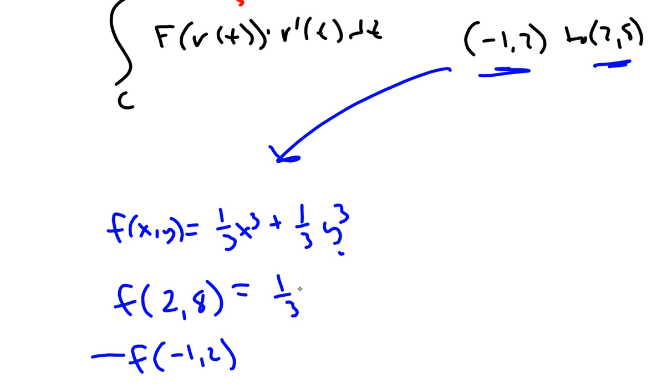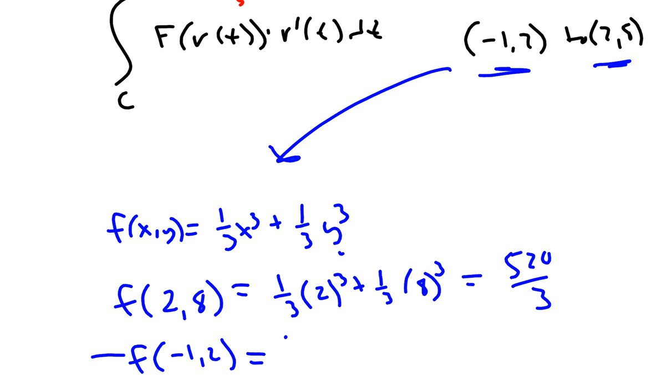1/3 of 2 cubed plus 1/3 of 8 cubed. So I can tell you if you do that, let's see, 8 cubed plus 2 cubed and then divided by 3, right? Because really they're both being multiplied by 1/3. We end up getting 520 over 3.